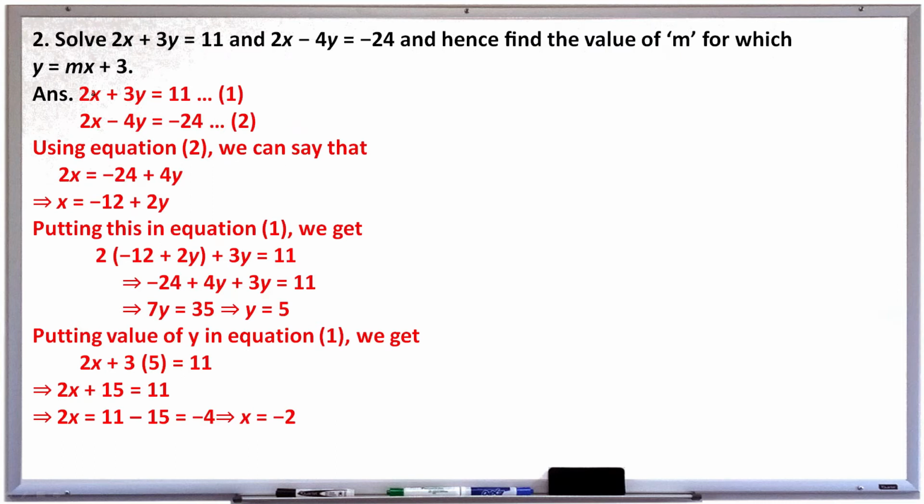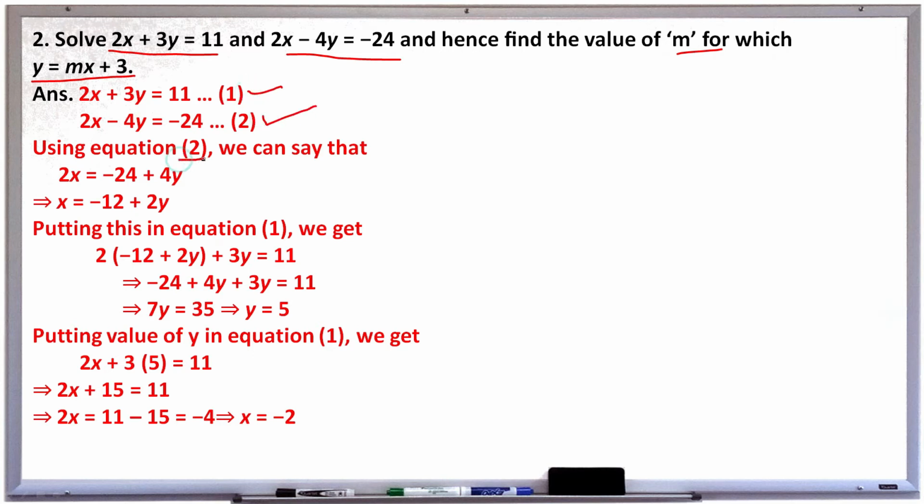Question number 2, solve. Two equations are given. 2x plus 3y is equal to 11 and another equation is given, 2x minus 4y is equal to minus 24. Hence the value of m for which y is equal to mx plus 3. First let us write the two equations. Equation number 1, this is the second equation.